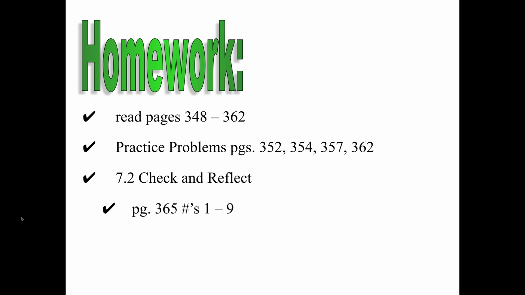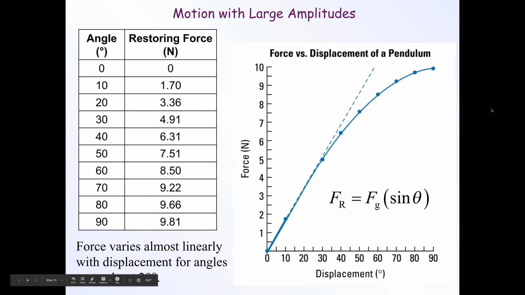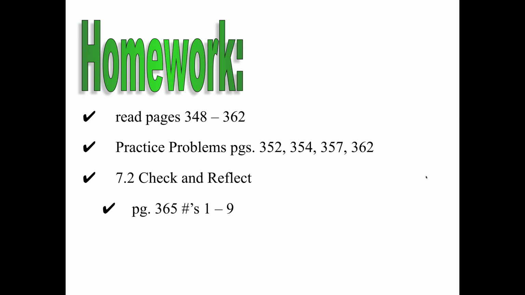Moving ahead here. So, the force displacement graph of a pendulum. The biggest thing you have to take from this is just knowing this formula. Restoring force is equal to our Fg times sine beta, or sine of our angle. Force varies almost linearly with displacement for angles that are under 20 degrees. If you get over that, then it's going to vary even more. They say about 15 degrees is usually our maximum. So you don't have to worry about any of this.